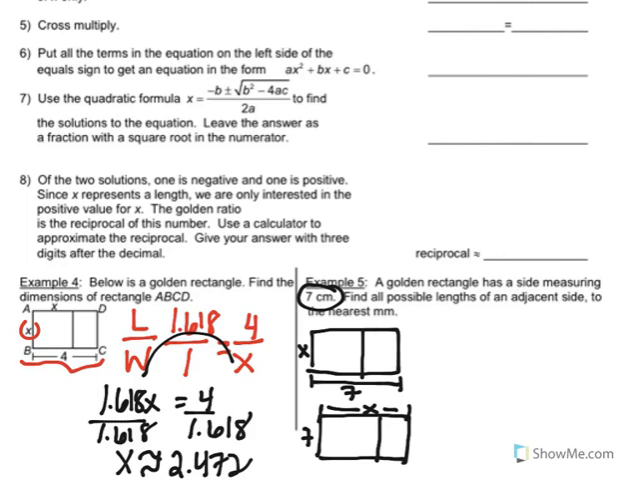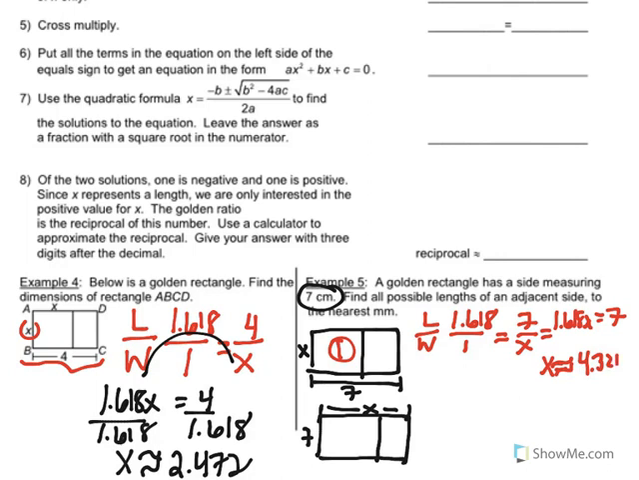Remember, our ratio of length to width is 1.618 is to 1, and in this case, length to width is going to be 7 to x. This is the first one. Do your cross products: 1.618x equals 7, divide, and you get x is approximately 4.326. If I round that to the nearest tenth, we would say 4.3. Okay, now let's do the other one.